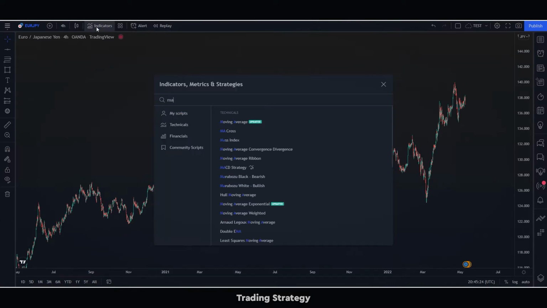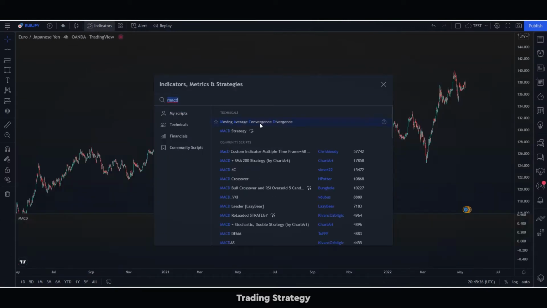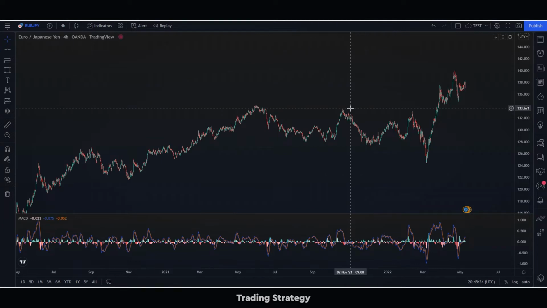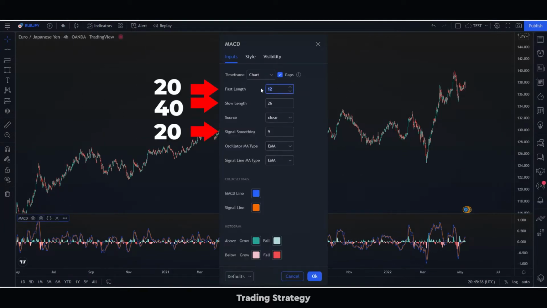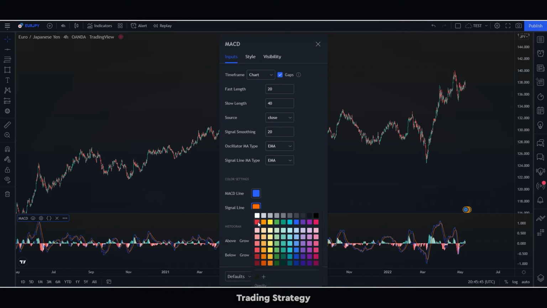The first thing we will have to do is select the MACD indicator and put the parameters of 20, 40, 20 on it. We will change the signal line to red, and we will also deactivate the histogram, since it can confuse us.